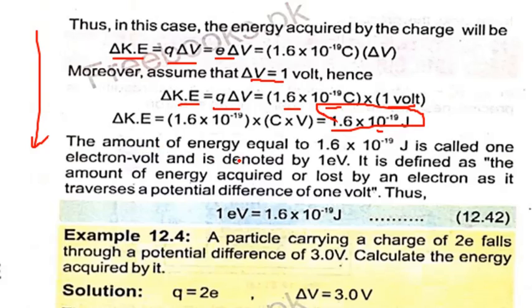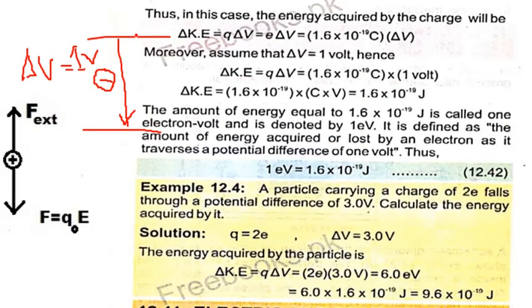So here it is written that the amount of energy equal to 1.6 times 10 raised to minus 19 joule is called 1 electron volt and is denoted by eV, 1 eV, and it is defined as the amount of energy acquired or lost by an electron as it moves or traverses a potential difference of 1 volt. Thus, 1 electron volt equals 1.6 times 10 raised to minus 19 joule.